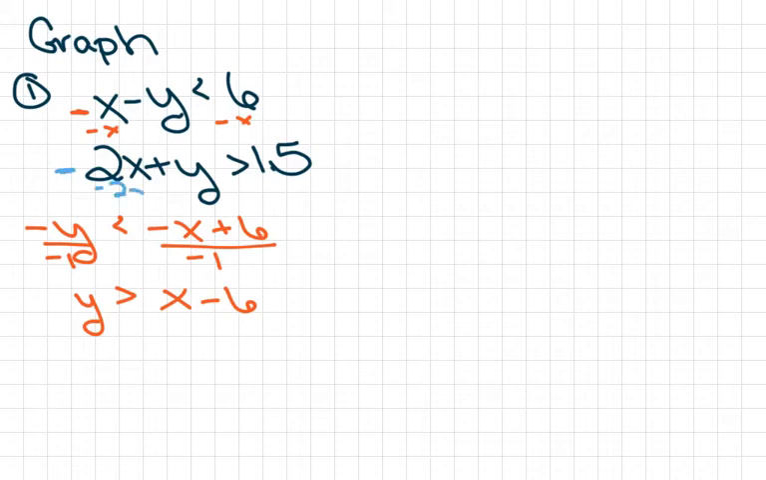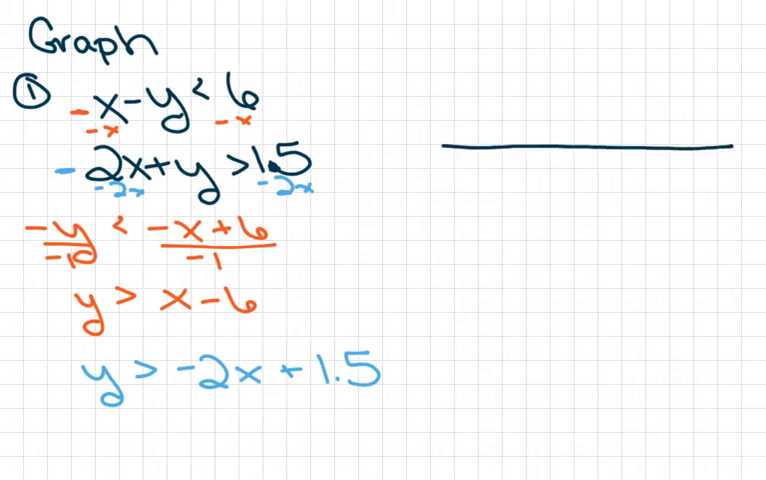All right, on my second equation, a little easier. I just have to minus my 2x. All right, and if this is unclear, this is a 1.5 over here. So when I do that, I would be left with y is greater than negative 2x plus 1.5. Okay, so let's go ahead and get this sucker graphed on here. So, making my graph.